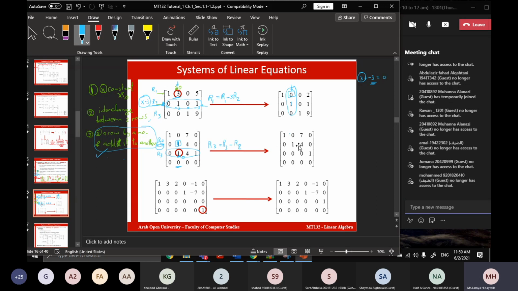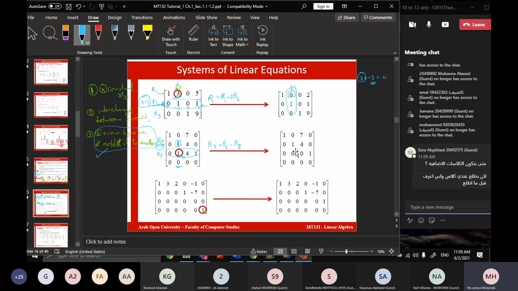Okay, now is this one in the reduced echelon form?